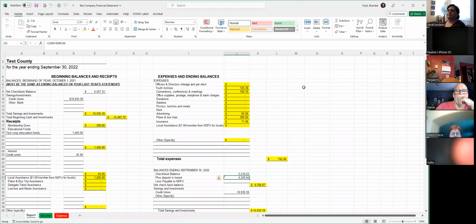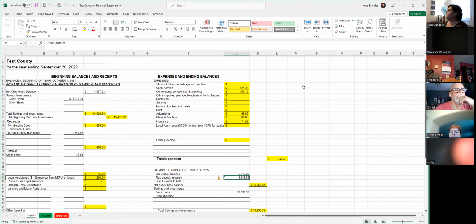So the first thing we're going to look at today is the net checkbook balance on the upper left-hand side there. That is your ending balance of the prior year's financial statement. So those need to match. And if yours do not match, I will reach out to you and tell you that we have a discrepancy of what the totals are.